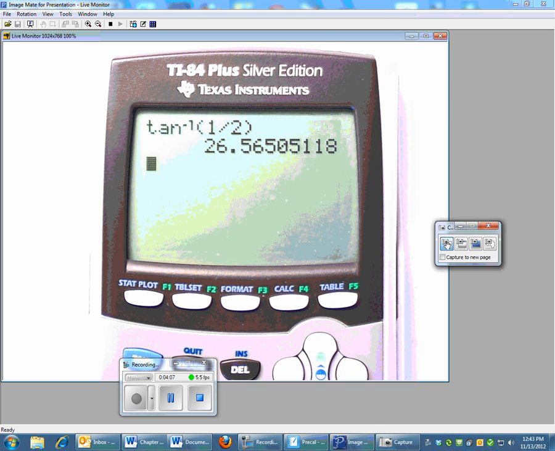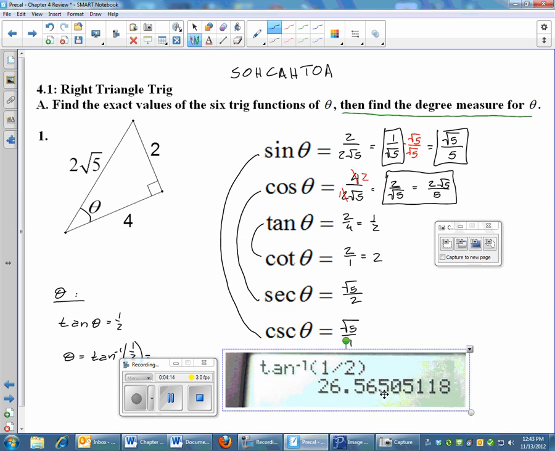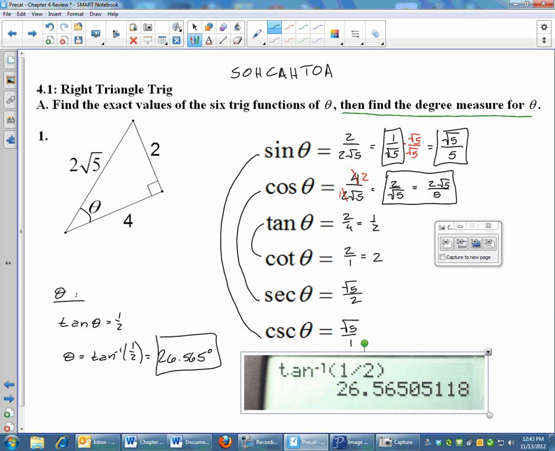There it is. So we will put this as our answer here, and we do get inverse tangent of 1/2 is 26.565, and that will be our angle measure here, 26.565 degrees. So there's our theta. So find the 6 trig values, and then just do the inverse trig of one of them. It doesn't matter which one you choose to get your angle measure.